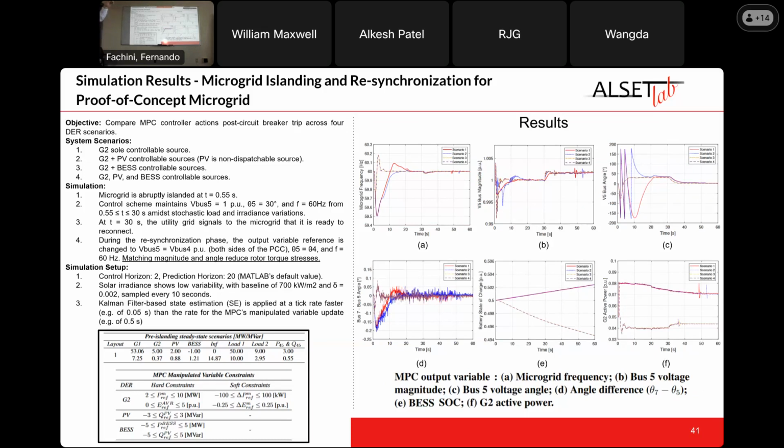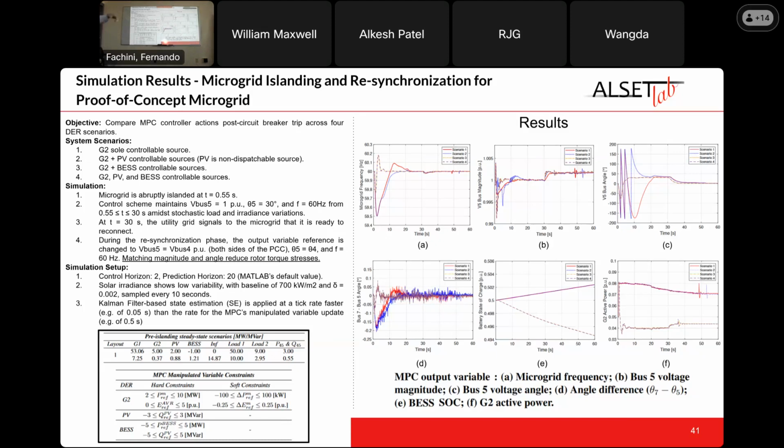But again, the controller is also changing the magnitude of the voltage. It started at 1 pu, and then at 30 seconds, at the start of the resynchronization process, it changes the references until the moment of resynchronization. And the simulation, throughout that first period between 0.55 and 30 seconds, was trying to go to a target of 30 degrees for the bus angle. And then eventually it matches the point of common coupling angle on the other side of the microgrid. And that is also shown on C, so it did its job.